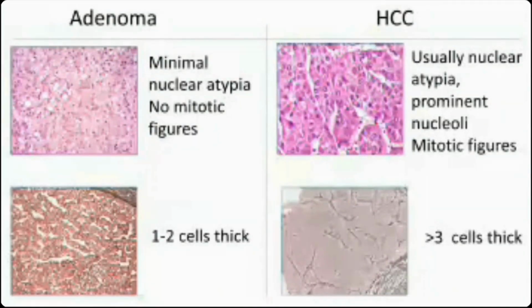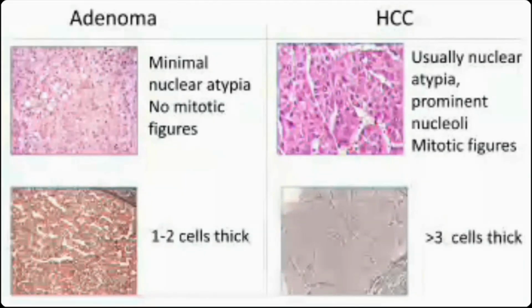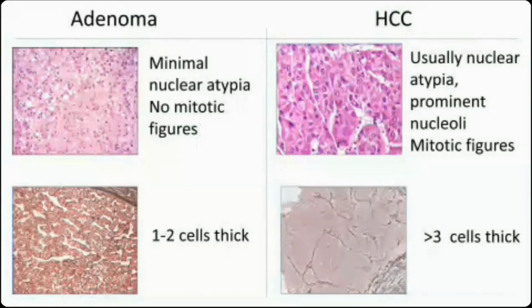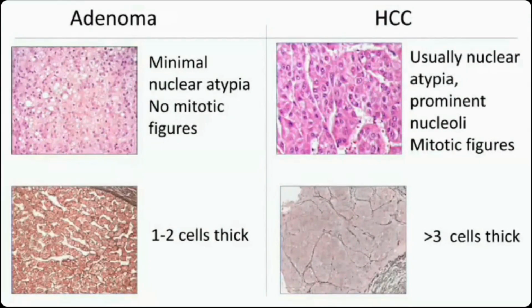In HCC, you have more nuclear atypia, prominent nucleoli, anisonucleosis, mitotic figures, maybe even some necrosis, but not common. And the liver cell plates are thickened. So you have this kind of rim outline of reticulin staining, and then this whole space in the middle with no reticulin staining.